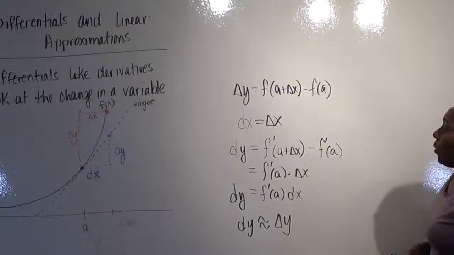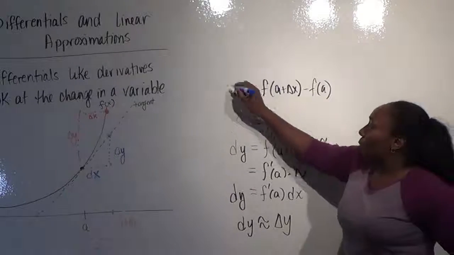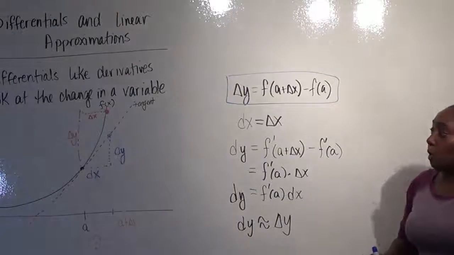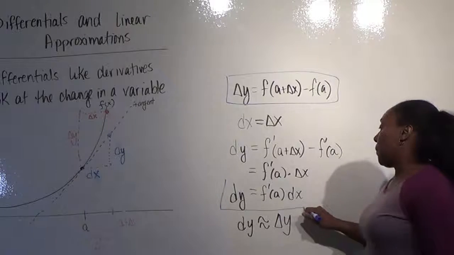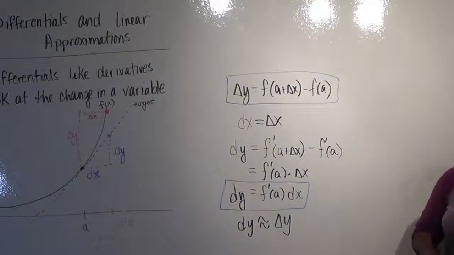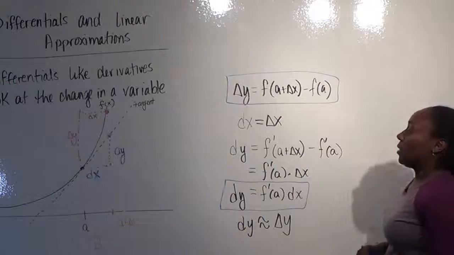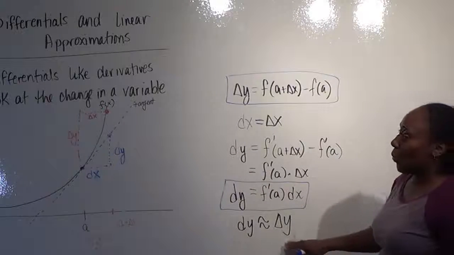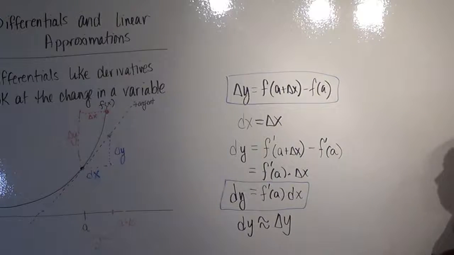Okay? So one of the things you're going to be asked to do is to use some of these formulas. In particular, you're going to need your delta y, so your change in your y values for your function. You're going to need your dy, which is the change in the y value from your tangent line. And you're going to need to know the two approximations, meaning that dy is approximately equal to delta y, and that dx and delta x are exactly the same. Okay?